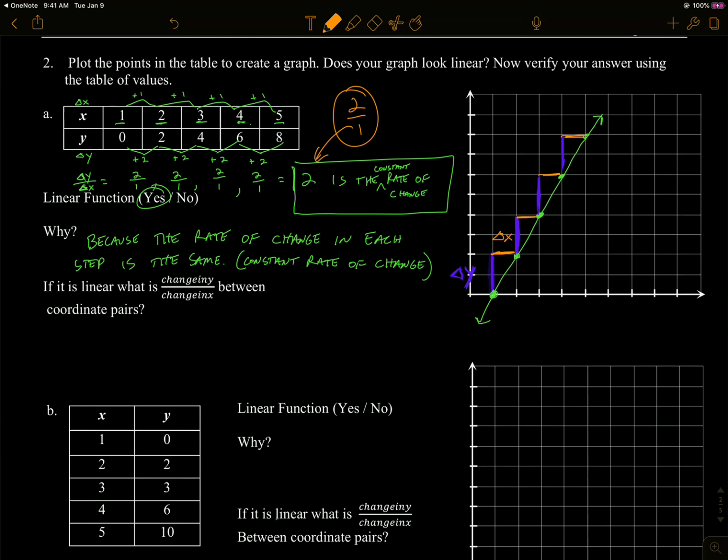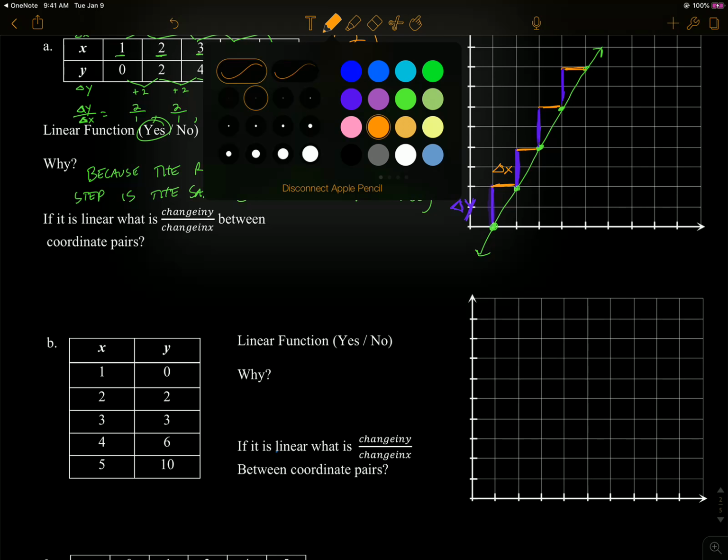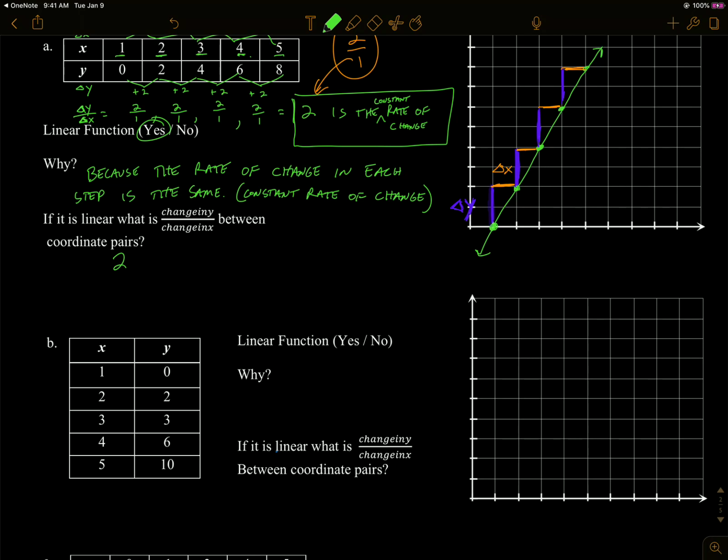It'll start to bend. If it is linear, what's the change in y between coordinate pairs? Change in y over change in x. So I just kind of talked about that. The change in y is it goes up 2, and then the change in x is it goes right 1. So 2 is the slope. Since it's a line, we can call that slope.